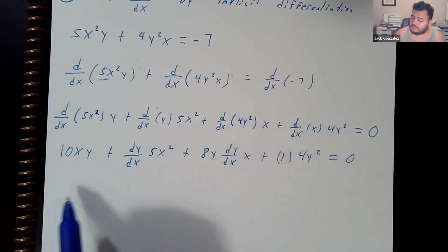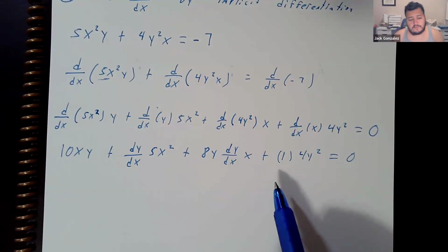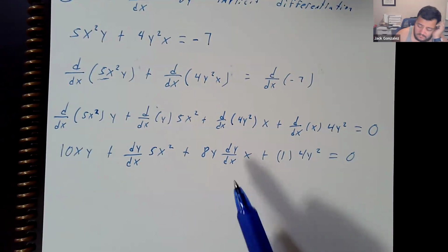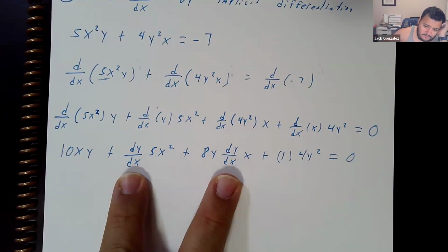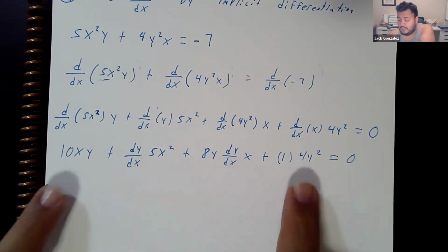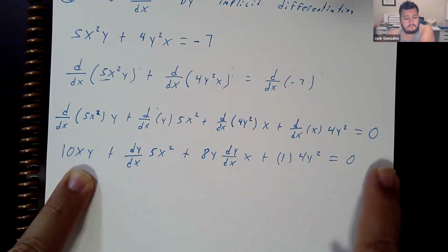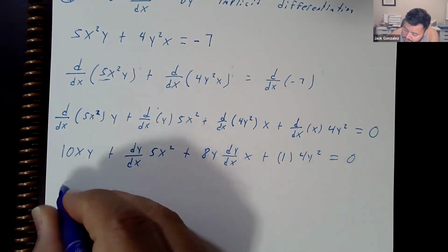So here all the derivatives are done on the fourth line. Just solve for dy dx. So I'm going to keep these on the left side of the equation. I'm going to subtract these two over here, leaving me with this.